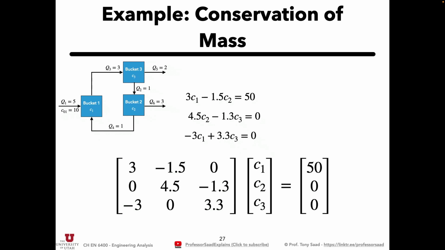For the second equation, again, it's the dot product of these coefficients by this vector. So 0 times C1 plus 4.5 times C2 minus 1.3 times C3. So you get this equal to 0. Okay? And now, why I like to think about it this way, because when the system gets much bigger, you can lose track of things. This is a small system, 3 by 3.